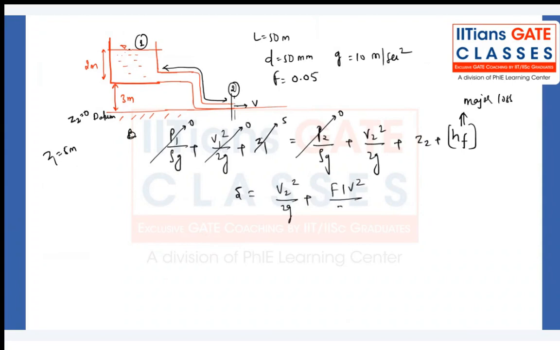Head loss due to friction will be fLV² divided by 2gD. So 5 equals V²/2g plus f, which is 0.05, 50 into V². V² needs to be calculated as 2 into 10 into g into D, where D is 0.05. So from here, when you take 0.05 into 50 divided by 20 divided by 0.5, you will be getting 2.5.